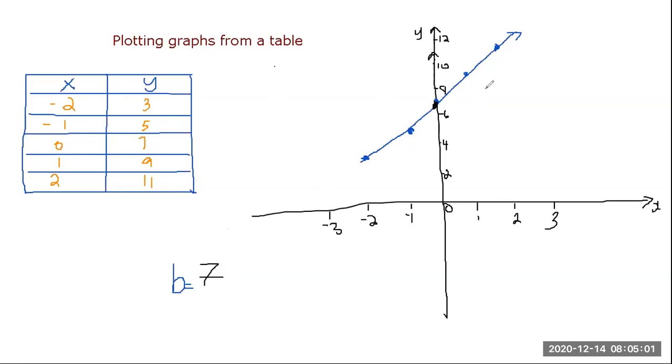Now, from looking at this graph, is it increasing, decreasing, horizontal, or vertical? Increasing. Increasing graph. Yes.